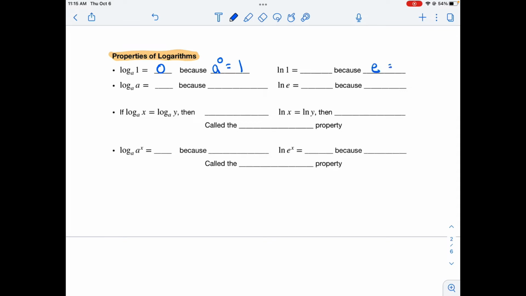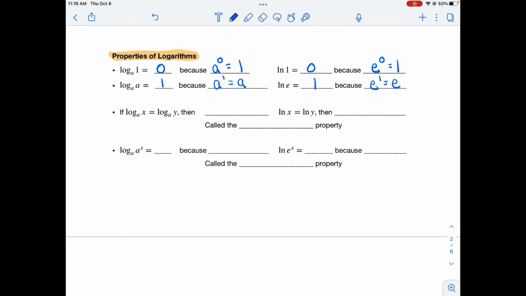So if I'm doing a natural log, remember natural log has base e, so the natural log of 1 is also equal to 0. Log base a of a is equal to 1 because a to the 1st power is equal to a. And so natural log of e is also equal to 1 because that would be converted to e to the 1 is equal to e, which is true. So those are a couple of properties you need to memorize.